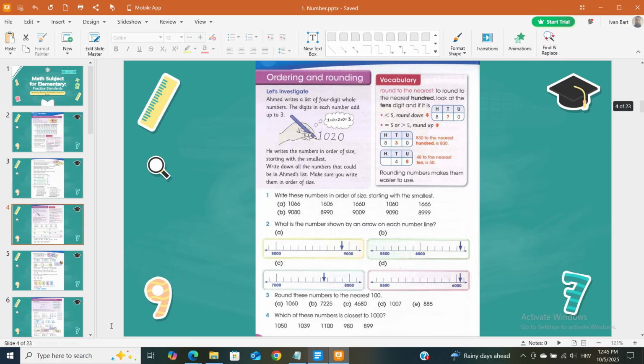Let's investigate. Ahmed writes a list of 4-digit whole numbers. The digits in each number add up to 3. Vocabulary. Round to the nearest.